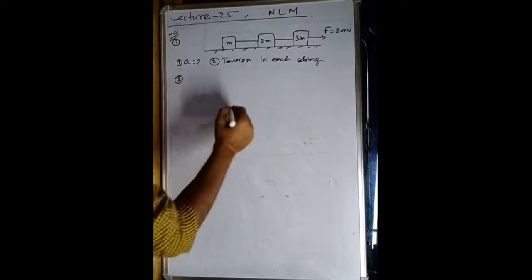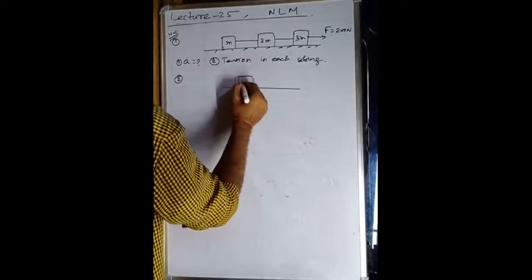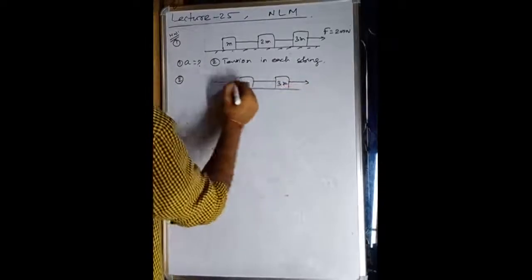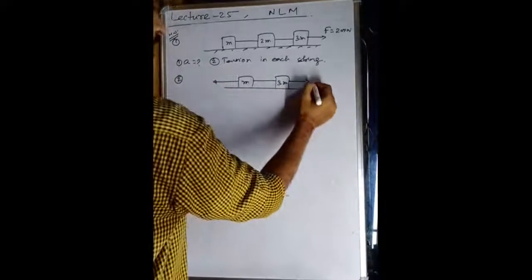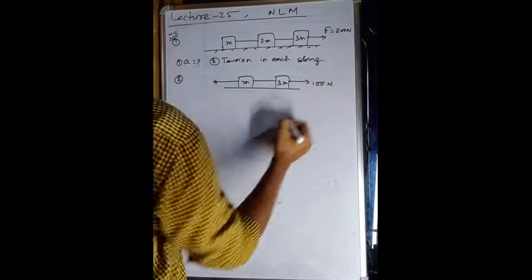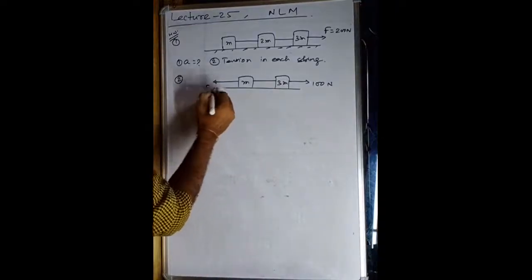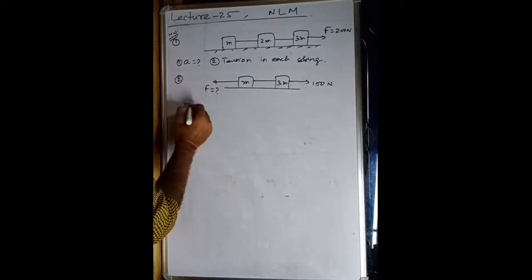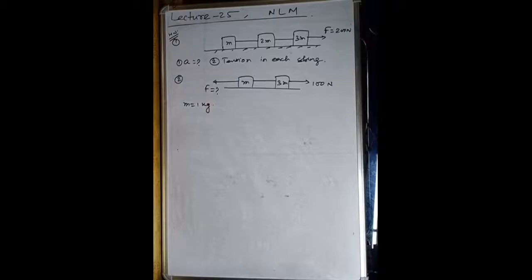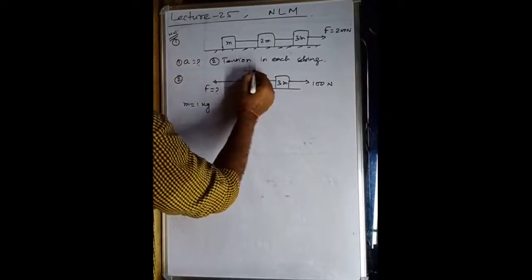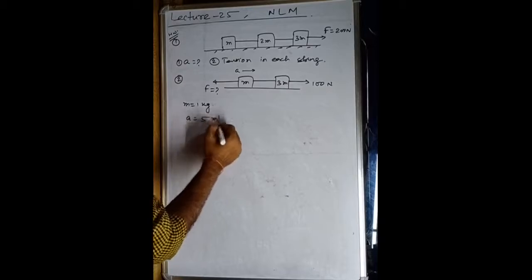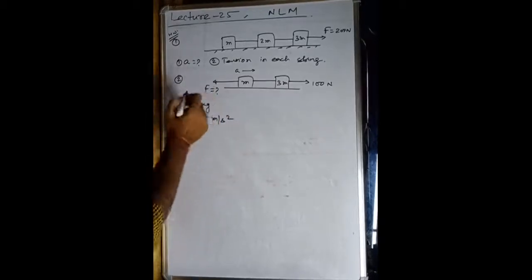The second homework: m, 3m. Here two forces are acting. Here it is 100 Newton. And here, what should be the value of F if m is 1 kg, so that the system moves with an acceleration a of 5 meter per second square? What should be the value of F?